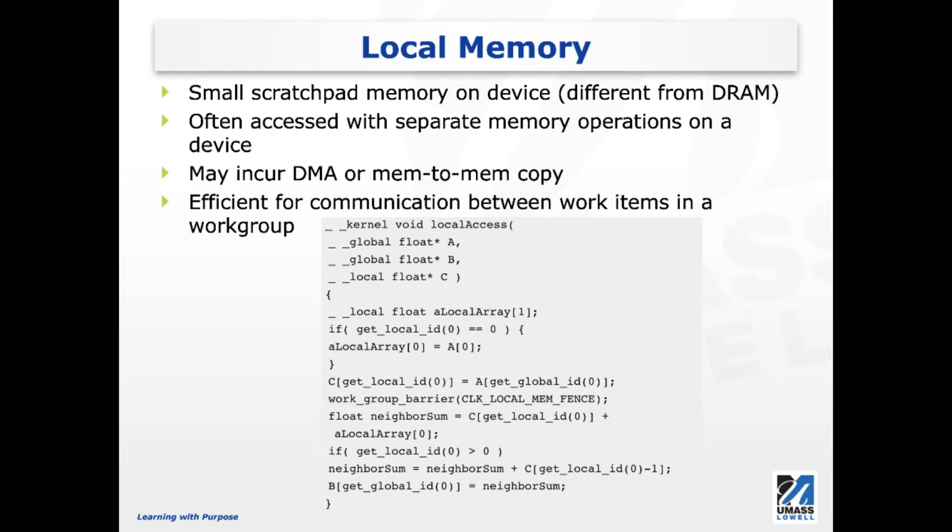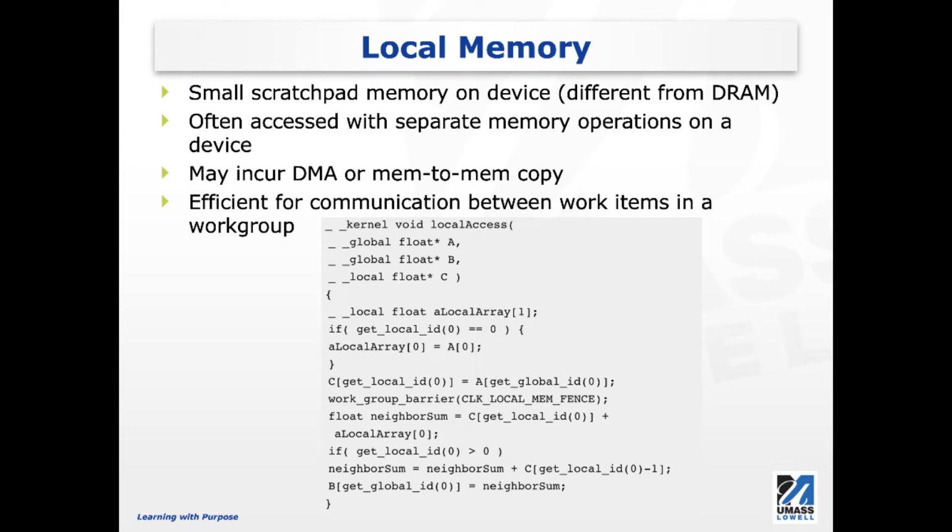Local memory is a small scratchpad memory on device, and that is different from DRAM, which is typically off the chip. Local memory is often accessed with separate memory operations on the device, and it may incur direct memory access or memory-to-memory copy operations. It is very efficient for communication between work items in a work group.